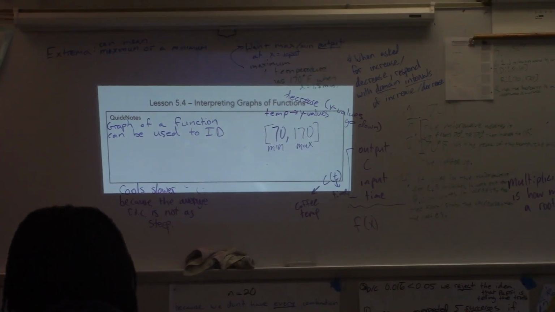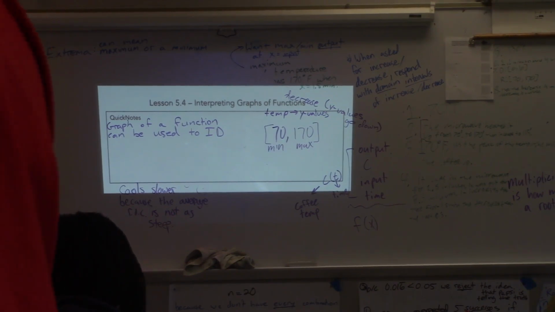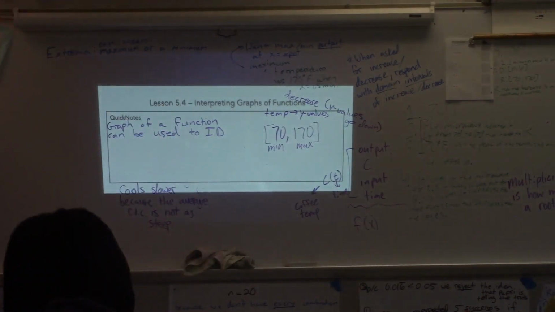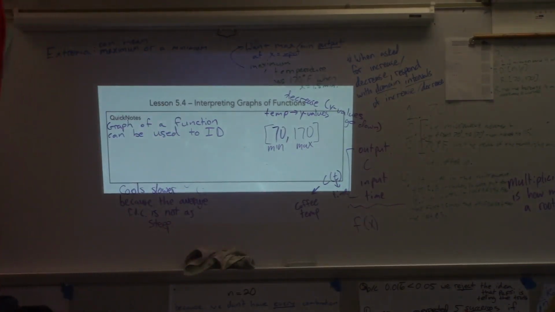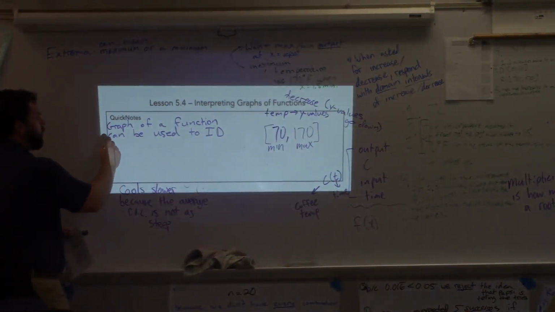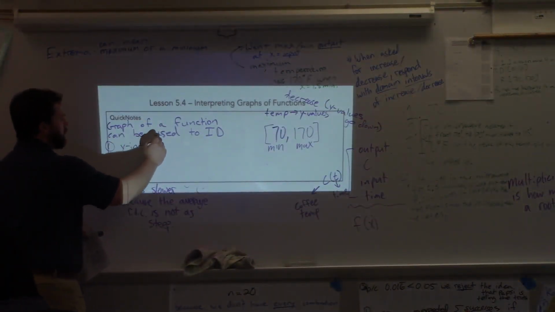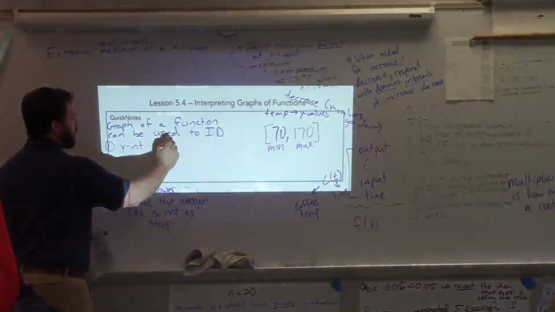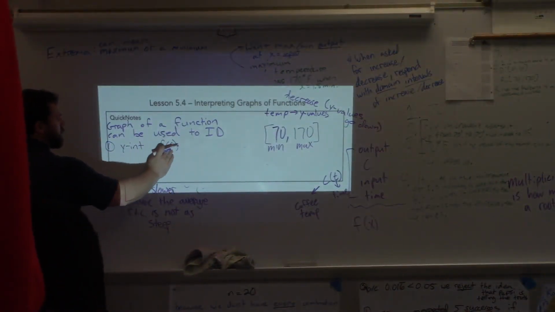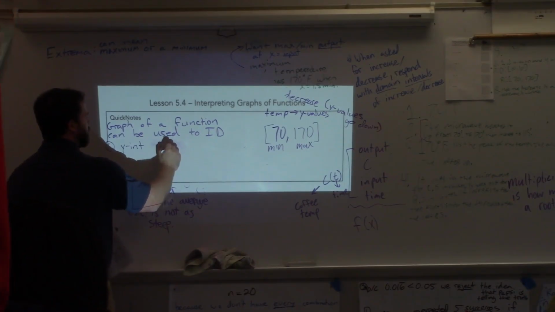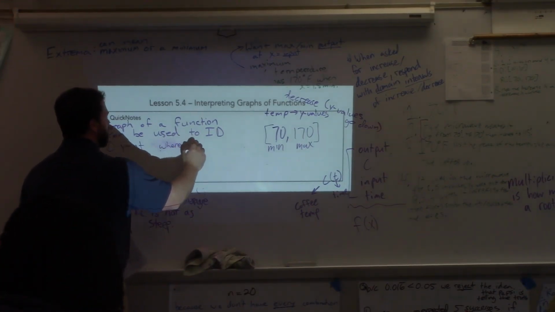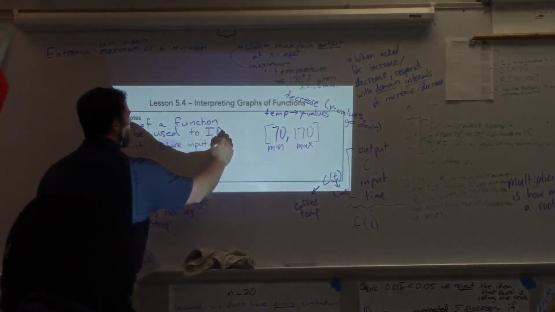For number one, it was the degrees. No, temperature. No, of the coffee. No, the microwave. Look at number one. What did we look at? No, it was the y. Starting point, so the y-intercept. Guys, the graph of a function can be used to ID one, the y-intercept. That's f of 0. So where input is 0.